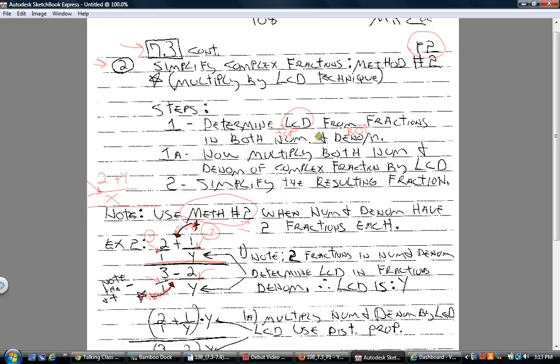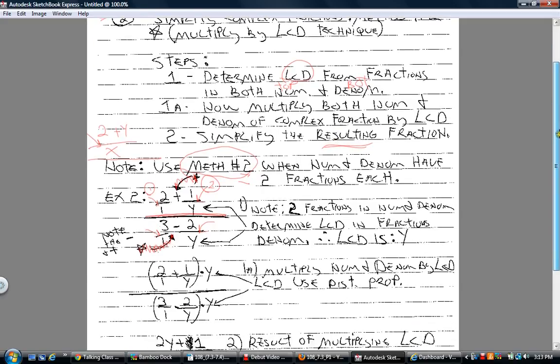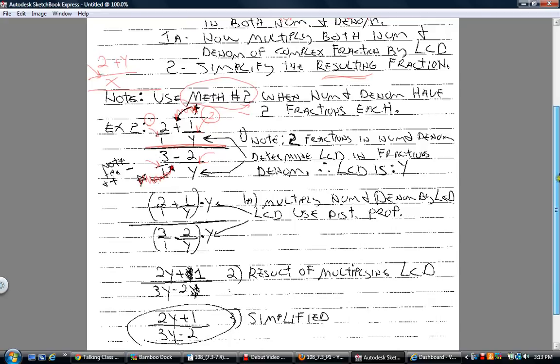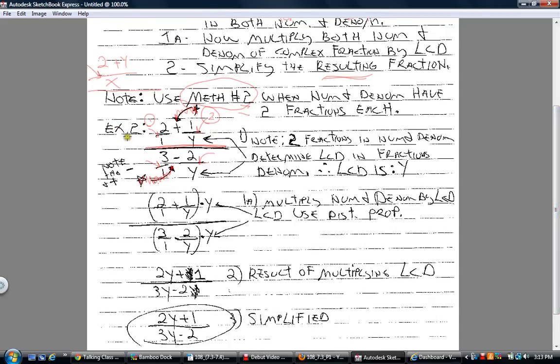Once you figure out that LCD, you're going to multiply across the top half and the bottom half, aka numerator, denominator, and you're going to clear out the rational expressions. And that's what multiplying by the LCD is all about. Step 1A. Step 2, simplify the resulting fraction that you got there. So let's go here and try to take this example 2 and work our way through it.